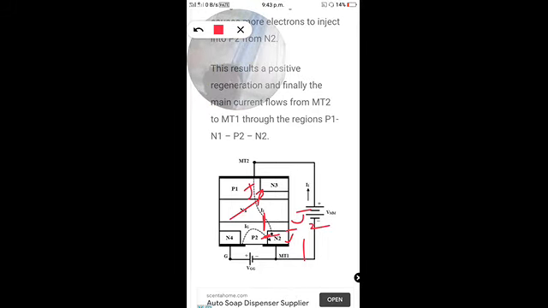Now with the application of the two voltages, this voltage and the gate voltage, let us see. Let us first consider only this voltage. Because of the application of voltage between MT2 and MT1, the positive supply is connected to MT2 and the negative supply is connected to MT1.